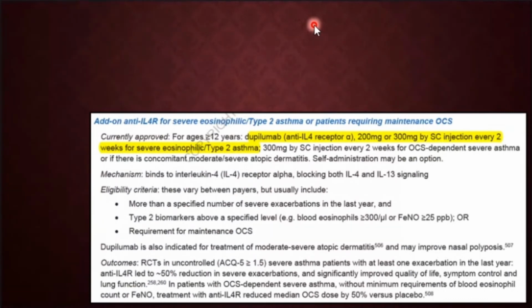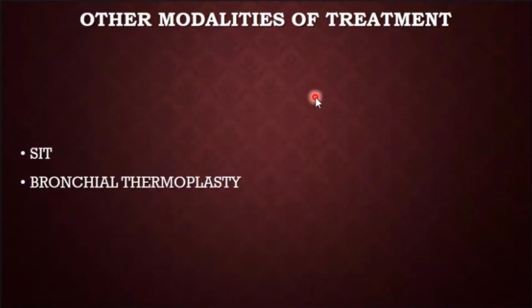So you have the biologics which act on 3 different pathways. So you have to be judicious in your decision on which to use. Your decision can be made easier by looking at the eosinophil count and your IgE levels. Okay, so these will help guide you on which biologic to use for which patient. Now coming to the other modalities of treatment, there are commonly other modalities that we have, your SIT, which is your specific allergen immunotherapy, and bronchial thermoplasty.